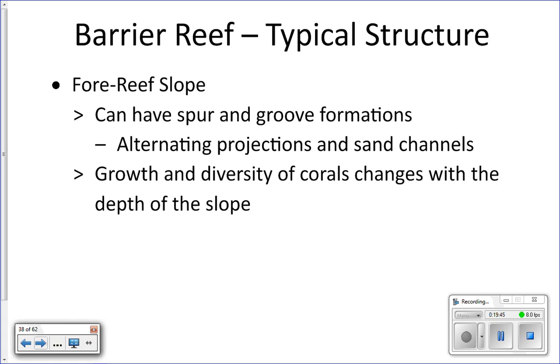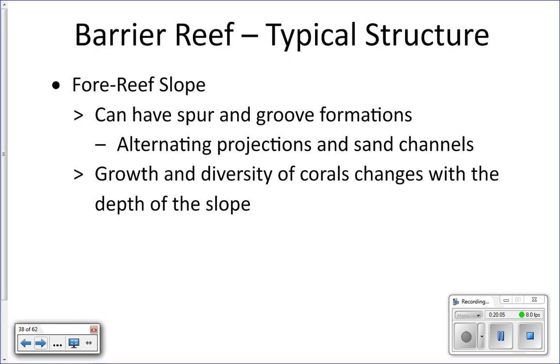And basically it alternates on the fore reef slope between having an outgrowth of coral, which is the spur, and then a channel of sand, which is the groove, and then an outgrowth of coral and a channel of sand. Those channels of sand are there to funnel any of the sand and sediment that gets on the top of the reef down to the sea floor.